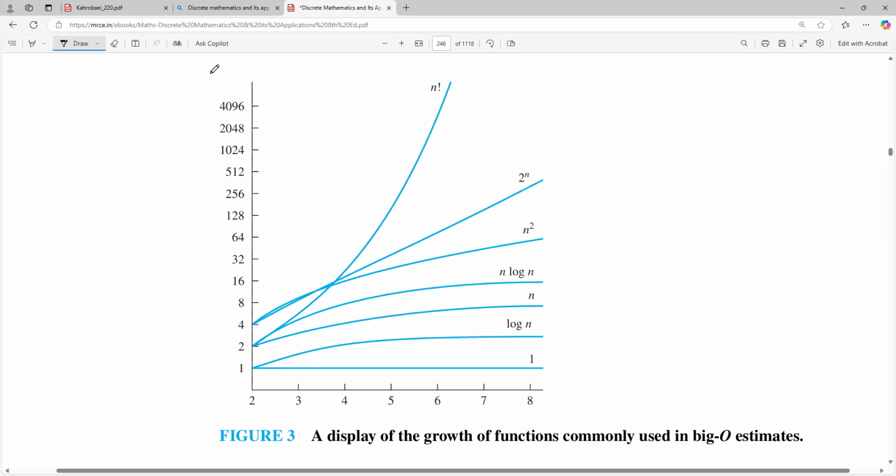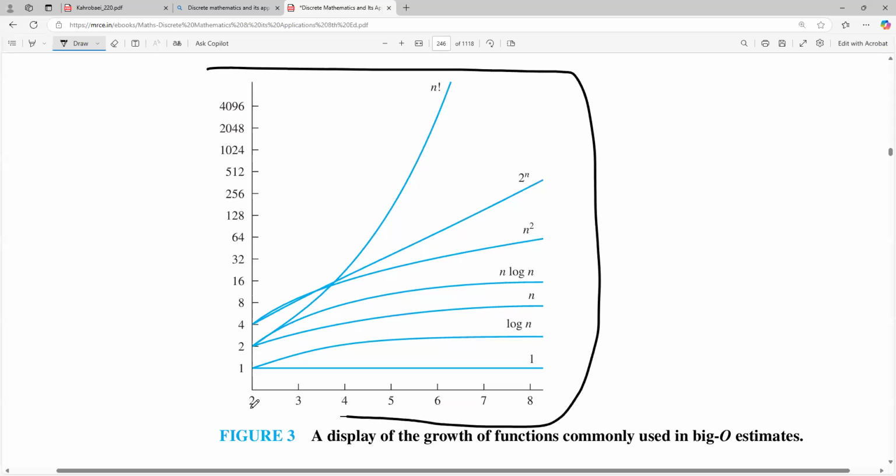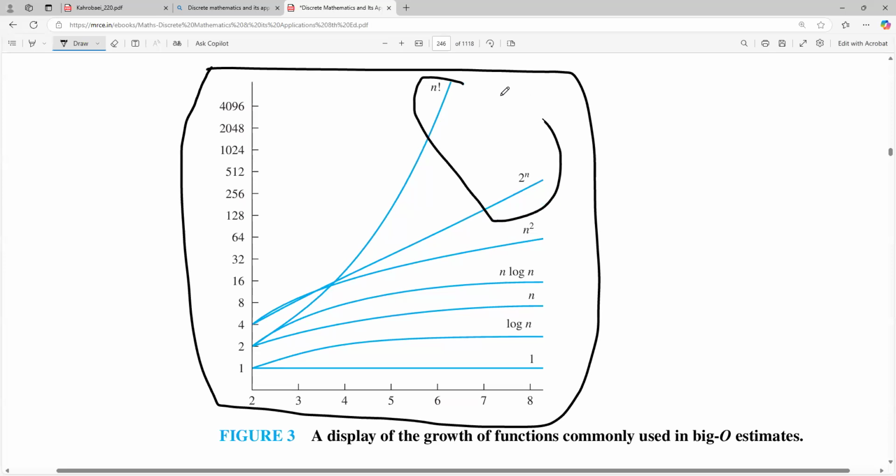If you want, memorize this graph. I doubt that she's going to ask for these higher functions, like 2 to the n squared. But anything from 2 to the n and n factorial, anything from n squared to here, all fair game.